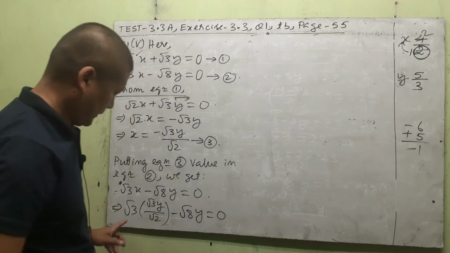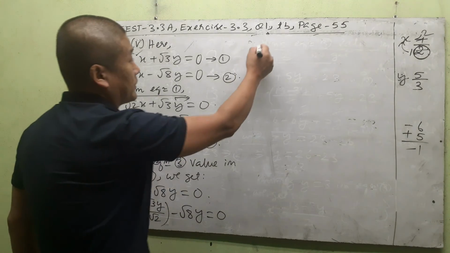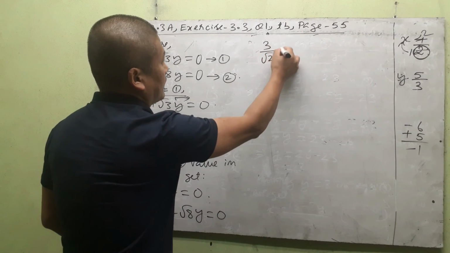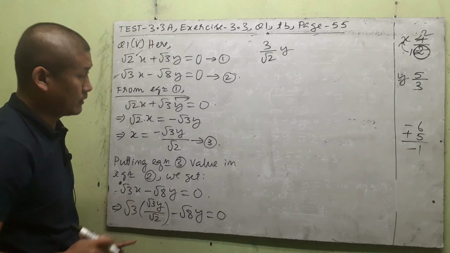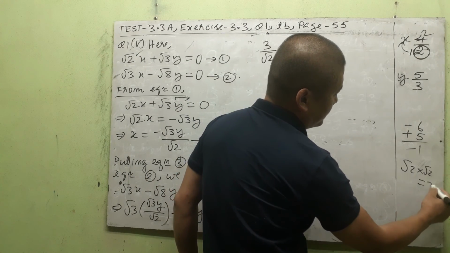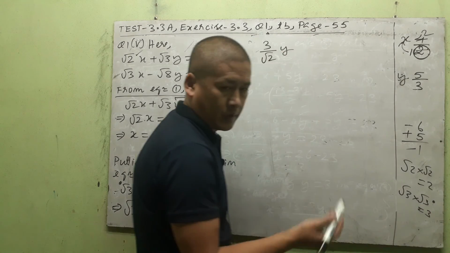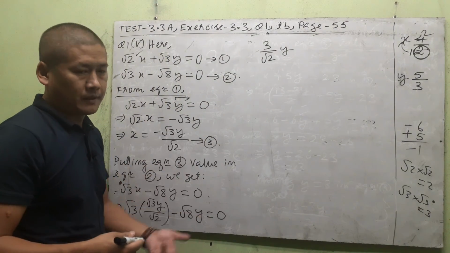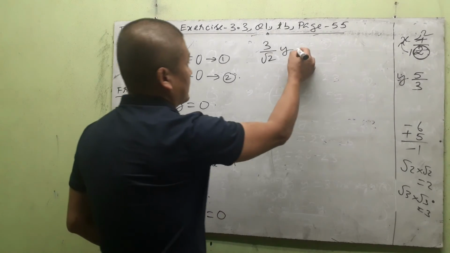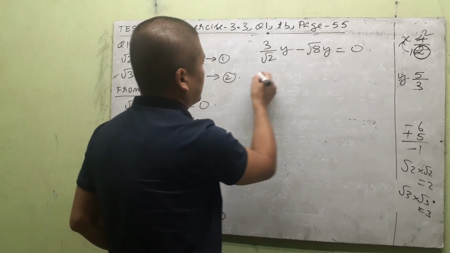As we go on solving, root 3 into root 3 is 3, divided by root 2, with y. Root 2 multiplied by root 2 is 2. Likewise, root 3 into root 3 will also be 3. Identical roots multiplied twice means the root gets removed. So root 3 into root 3 is 3. Minus root 8y, same thing, equal to 0.